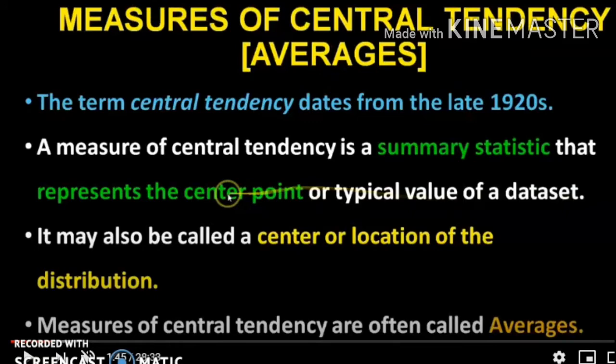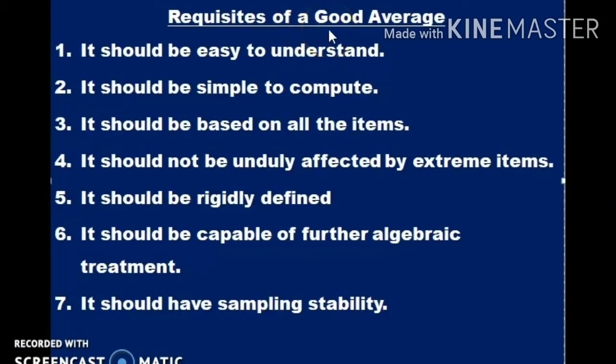So there are some requisites of a good average. We will understand what makes a good average. First, it should be easy to understand. Next, it should be simple to compute, that is, simple to calculate. Third, it should be based on all items. So all relevant points have to be noted from the given data.